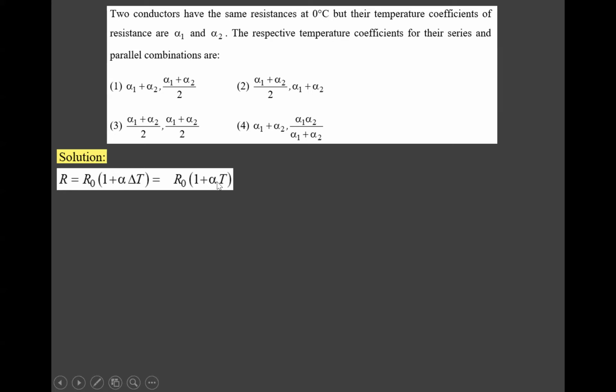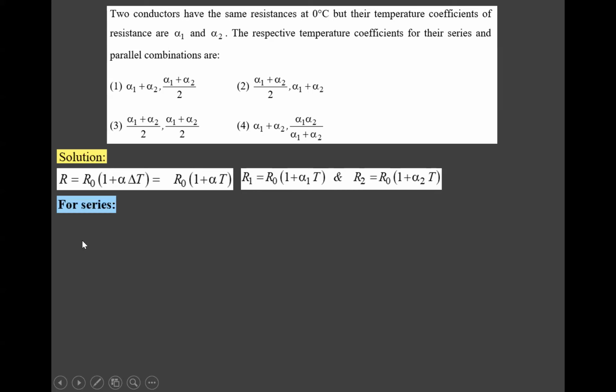Now we have two conductors. Both have the same resistance at 0 degree Celsius, but their temperature coefficients are different, alpha 1 and alpha 2. Therefore, their resistances at temperature T will be R1 equal to R0 into (1 plus alpha 1 T) and R2 equal to R0 into (1 plus alpha 2 T).